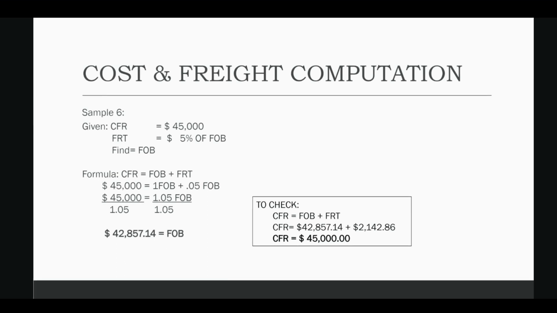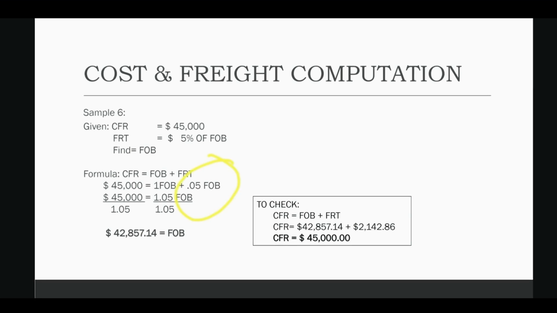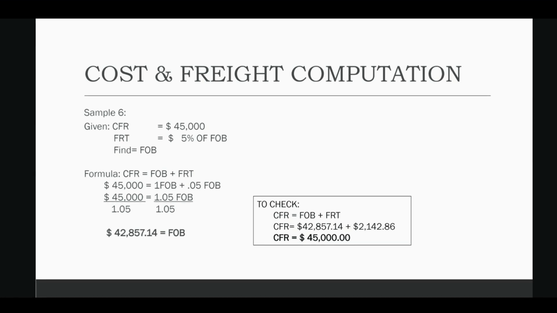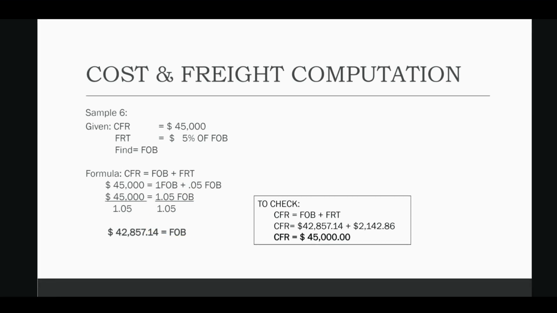So you just need to substitute the value of CFR. CFR is equal to 45,000, and it is equal to 1 FOB plus your freight, which is 5% of FOB, so that will be 0.05 of FOB. By simplifying the algebraic expression, we just need to add all the similar terms. Your similar terms are 1 FOB and 0.05 FOB. Add them both and you'll get 1.05 FOB. So in your algebraic expression, $45,000 is equal to 1.05 FOB.